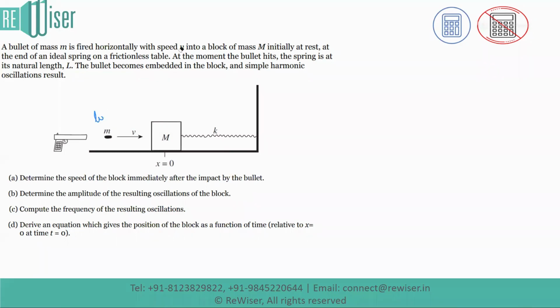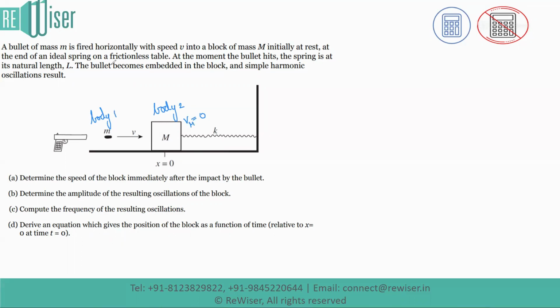Let me rewrite this. Here's your body one, which is a bullet of mass m fired from a gun with velocity v. It is undergoing collision with the second body, which is a block of mass capital M, which is initially at rest, which means its initial velocity is going to be 0. Let's call this v and let's call this vm.